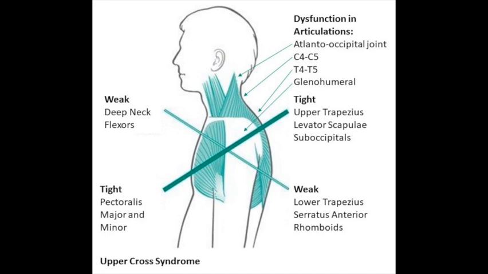With those being tight, the opposite muscles will be weak, and those include the trap, middle and lower, the rhomboids, the serratus anterior, longus capitis, and longus colli. So in the picture you can see this X, which is where it gets its name, upper cross syndrome, because it makes a cross.